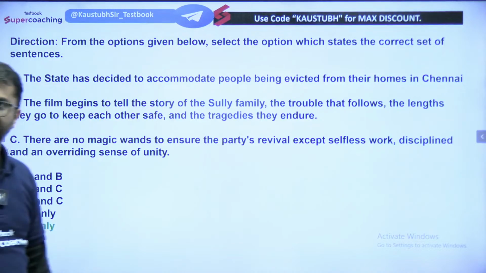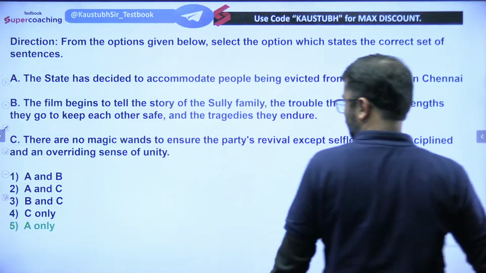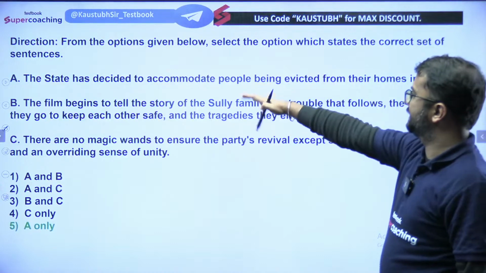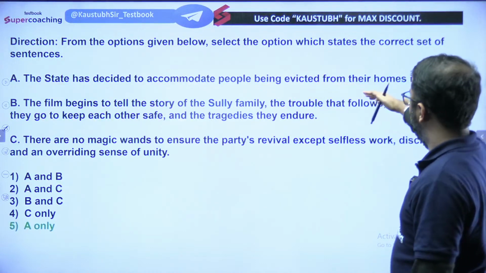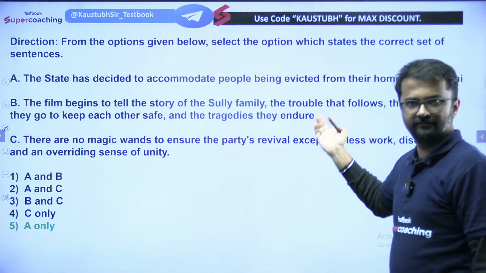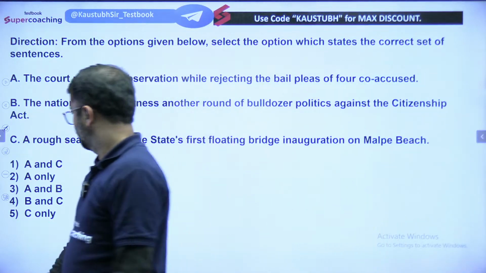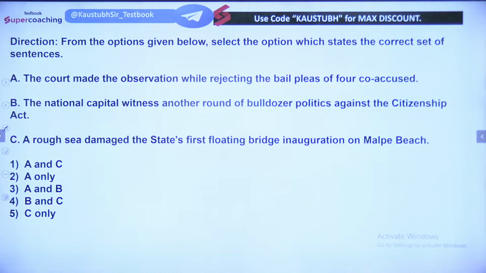Absolutely correct. Well done. Brilliant answer. Those who have given only A. The state has decided to accommodate people being evicted from their homes in Chennai. It's fine. No error. All right. Third question.